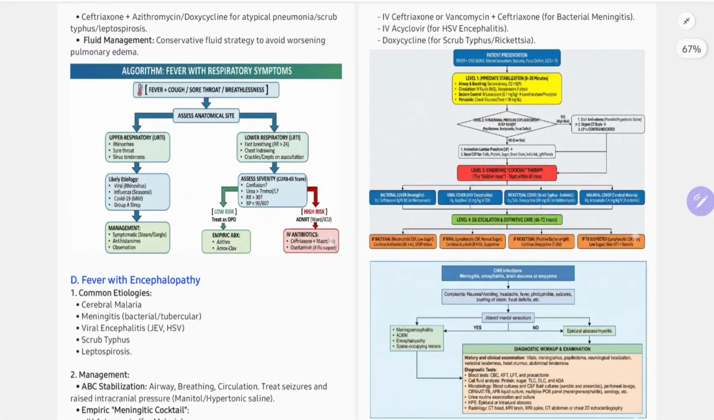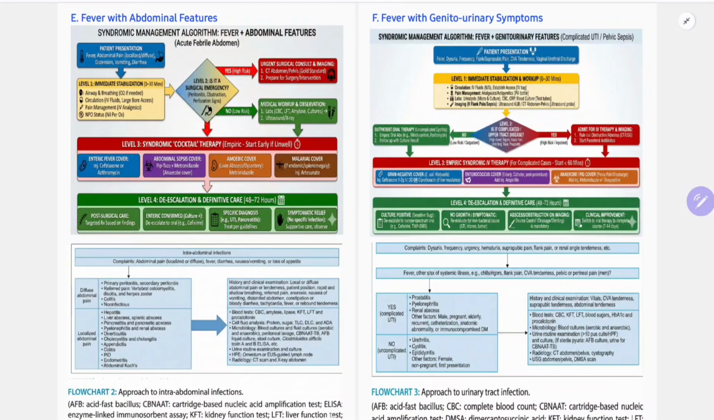That's about the fever with encephalopathy. Okay. So CNS is involved. It can be viral, bacterial, parasitic, and in bacteria, typical, atypical, and tubercular. Malaria can also be there. Okay. Now, fever with abdominal features.